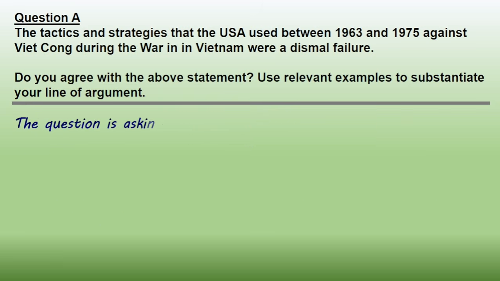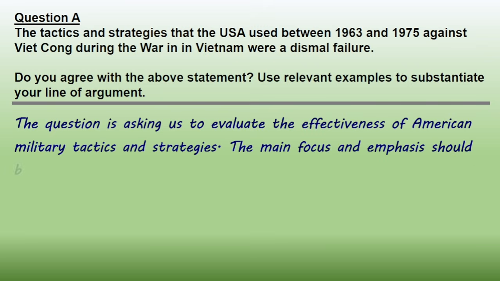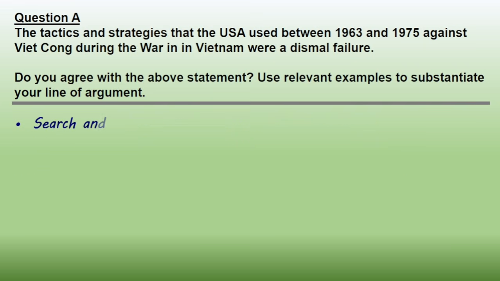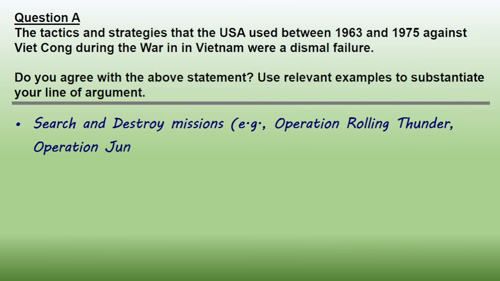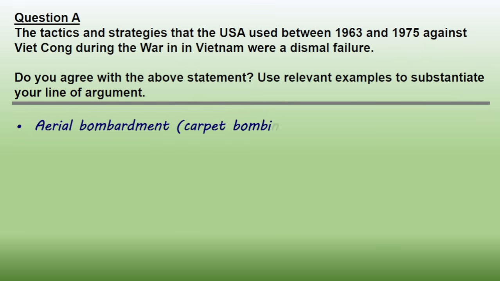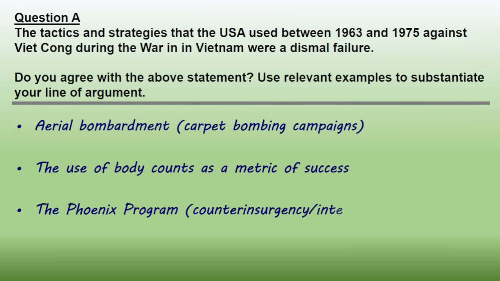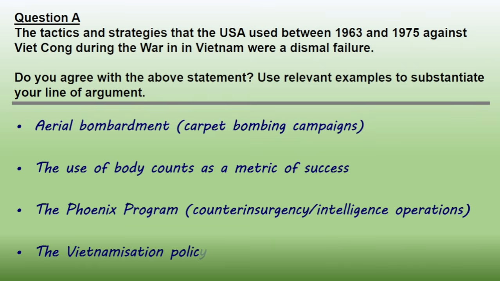The question is asking us to evaluate the effectiveness of American military tactics and strategies. The main focus and emphasis should be on the specific military tactics and strategies, such as search and destroy missions that involved Operation Rolling Thunder, Operation Junction City, the Strategic Hamlet Program, napalm and chemical warfare, which involved the use of Agent Orange and herbicide campaigns, the use of body counts as a measure of success, the Phoenix program, and the Vietnamization policy under Nixon.